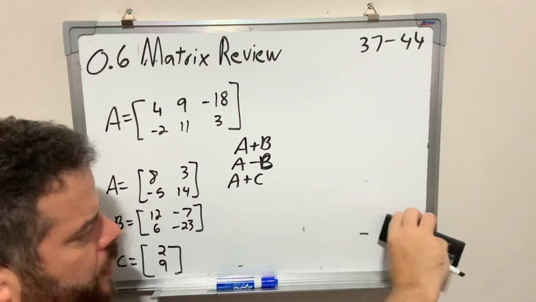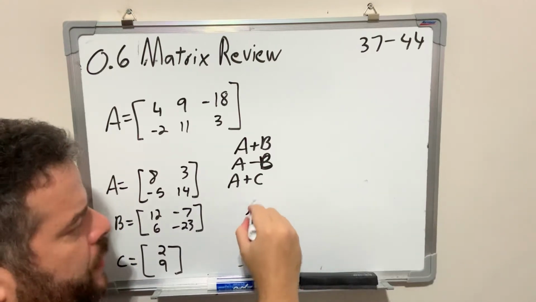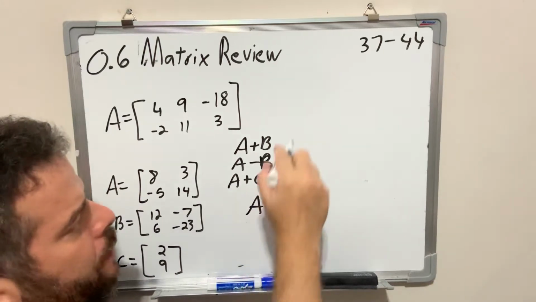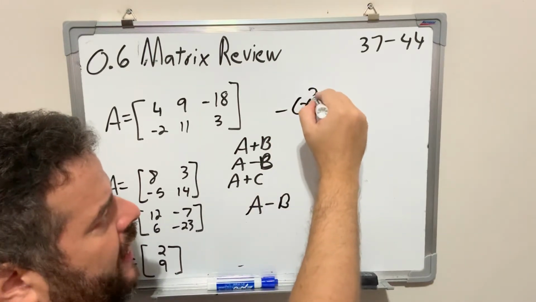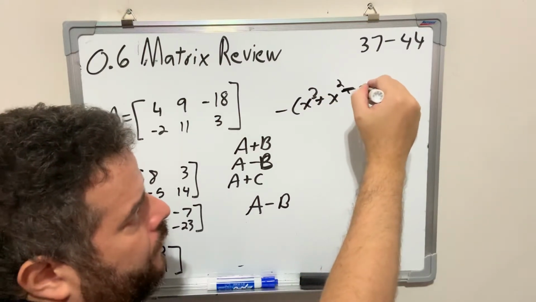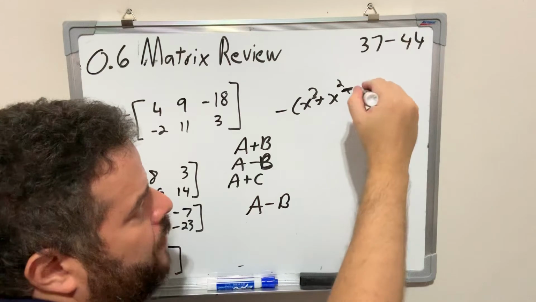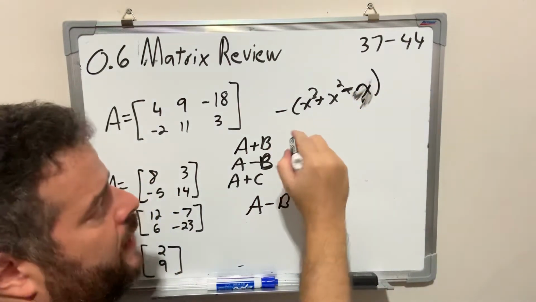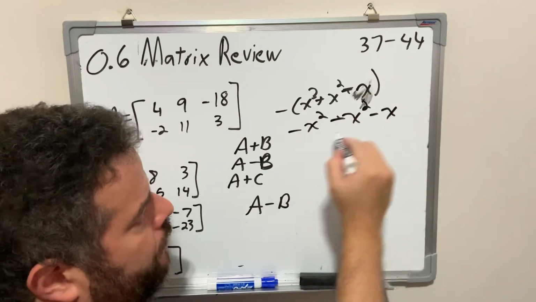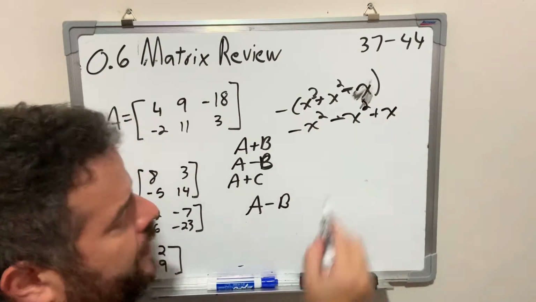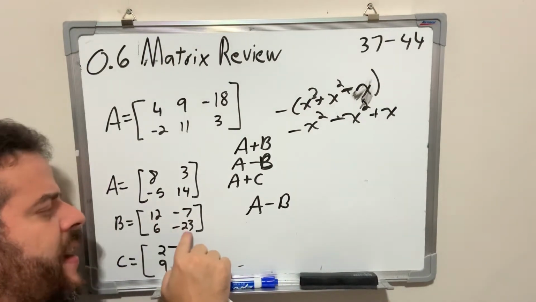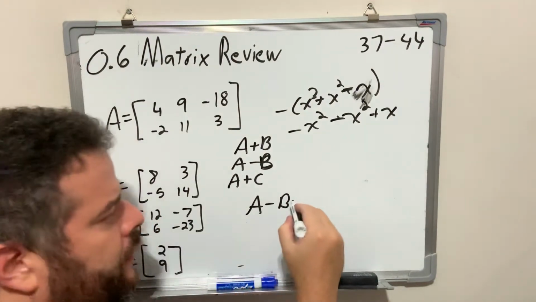Now let's do a subtraction. The subtraction is pretty much exactly the same, only just like when we're subtracting polynomials, a negative has to be applied within the parentheses. That's what happens when we subtract polynomials. Negative, negative, positive. The same thing applies to the matrix. I'm going to switch all these signs and then add them.